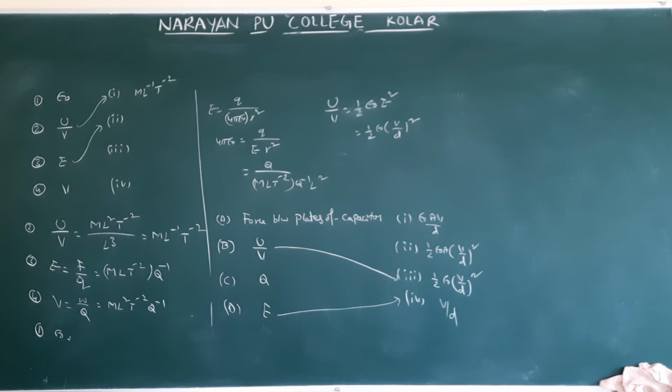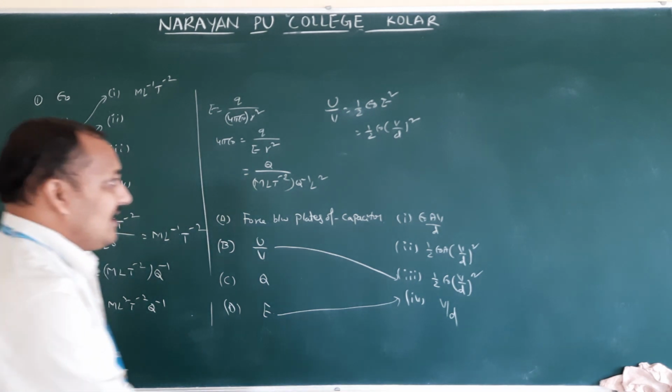See the third one. The distance between the plates of a capacitor is D. A metal plate of thickness D by 3 is placed between the plates. The percentage increase in the capacitance will be. So they introduced a metal plate of thickness D by 3. So for a metal plate, what is the dielectric constant value, right?